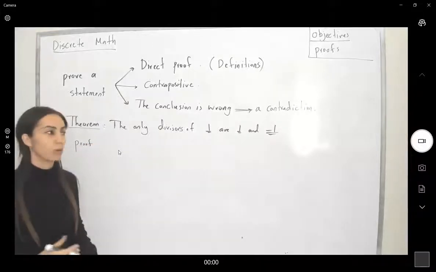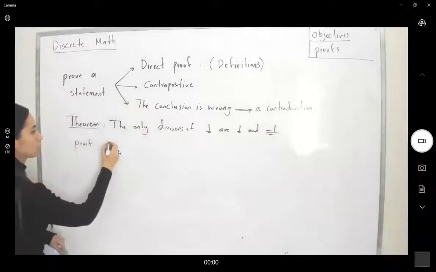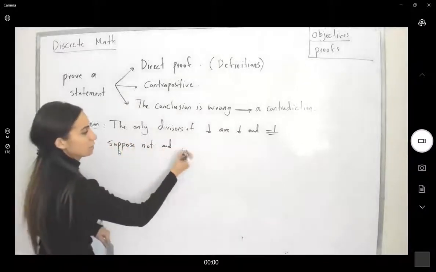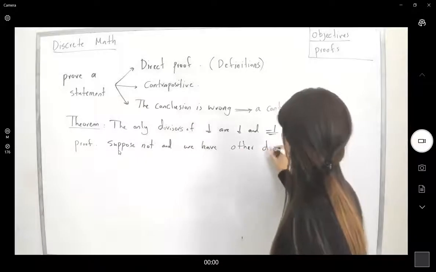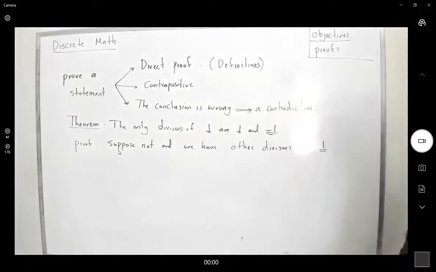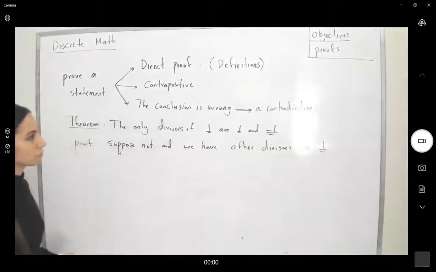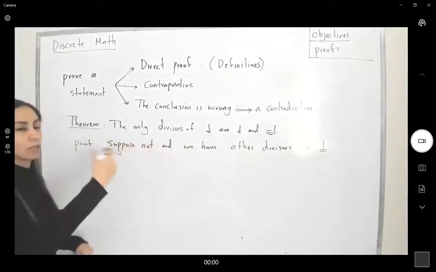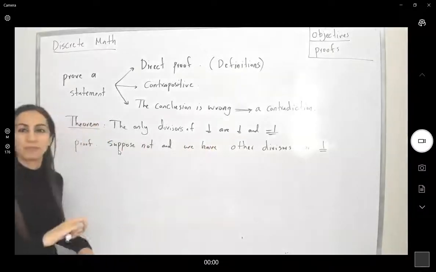Suppose not. Suppose other than 1 and negative 1, we have other divisors. Suppose not, and we have other divisors for 1, other than 1 and negative 1. Let's see what happens. When we're talking about the divisors of 1, it means that we're looking for factors that when we multiply them together, we get 1.